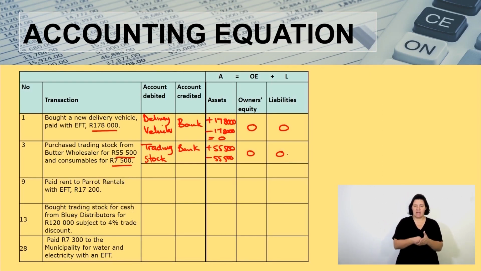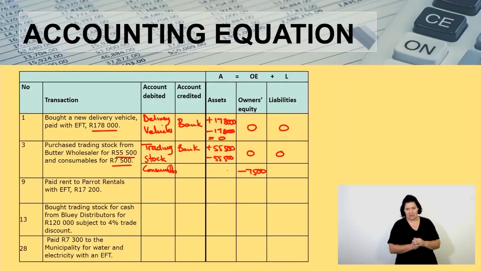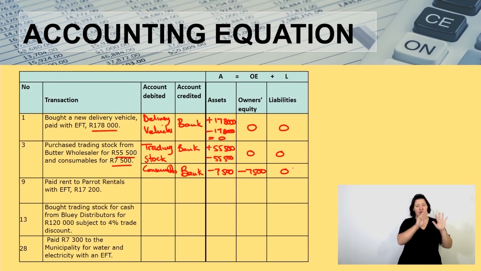And then we purchased consumables. Account debited, consumables. Remember, consumables are an expense, so it comes to owner's equity, minus 7,500. Expenses decrease your owner's equity. And then account credited, it will be your bank, so minus 7,500. What happens to your liabilities? No effect. Let's go to the transaction on the 9th.